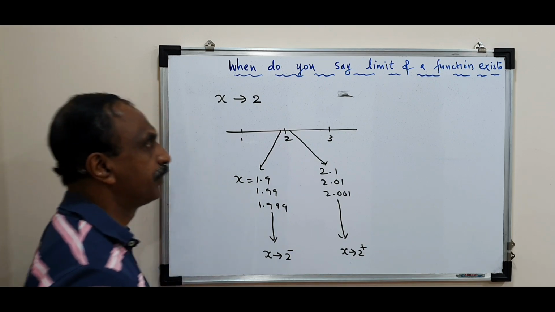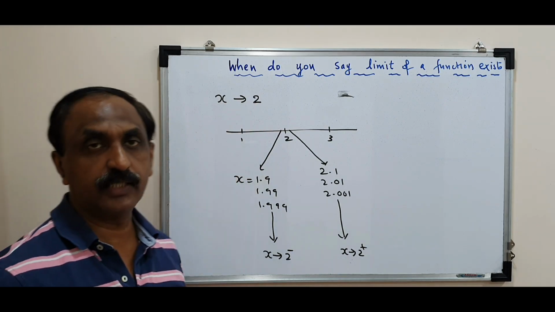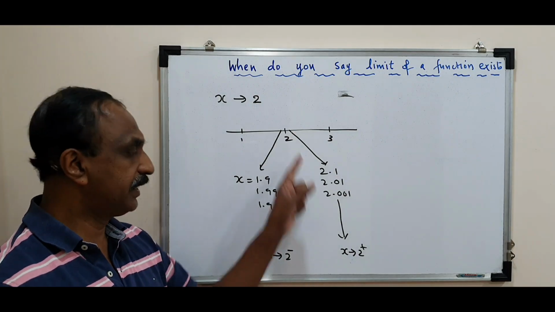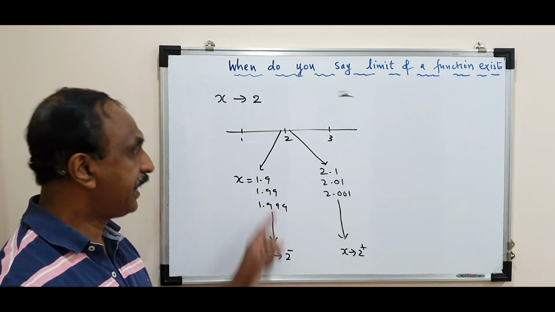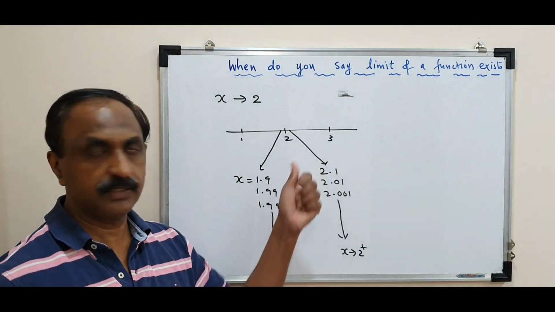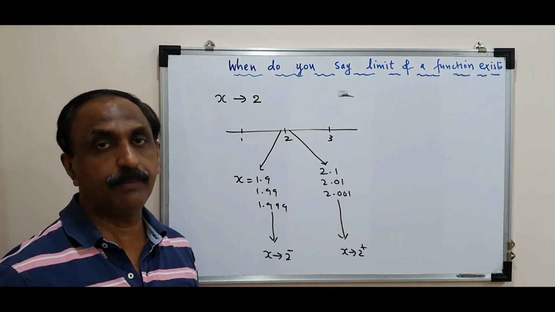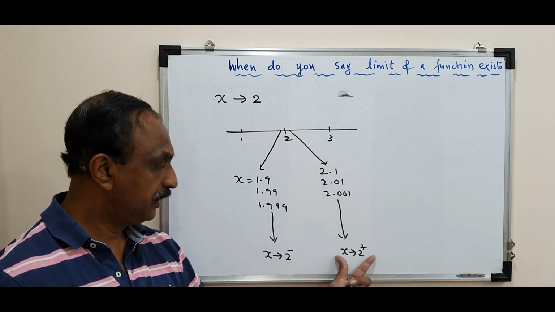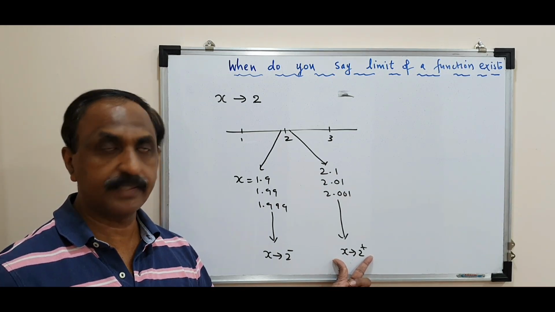plus. So x tending to 2 consists of two methods. One is x tending to 2 minus and the other is x tending to 2 plus. x is approaching 2 from the left, or x is approaching 2 from the right. So when x is approaching from the left, we call it the left hand limit. When x is approaching from the right, we call it the right hand limit.